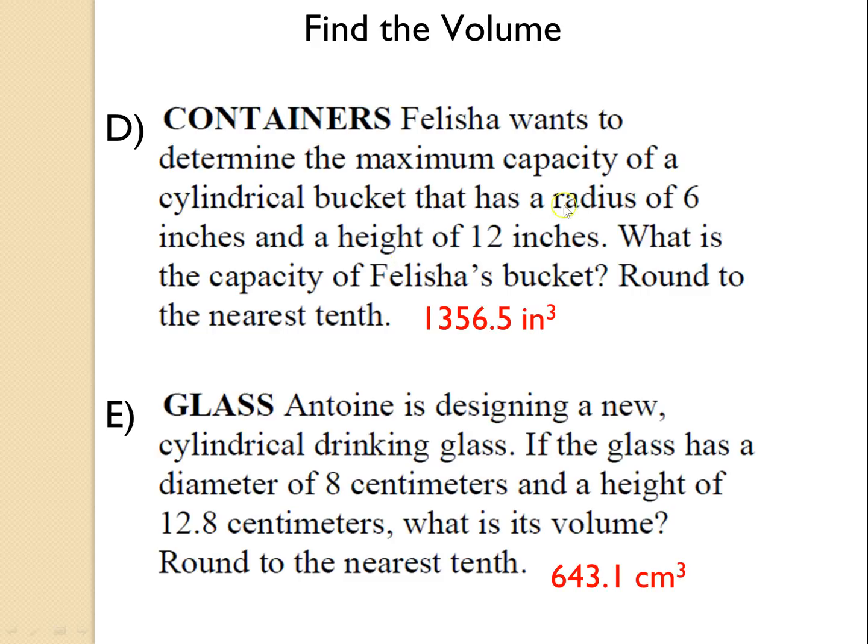Remember, if they give you the radius, you just square it. And if they give you the diameter, you have to divide it by 2 and then square it, multiply by pi, and the height. Awesome, guys.